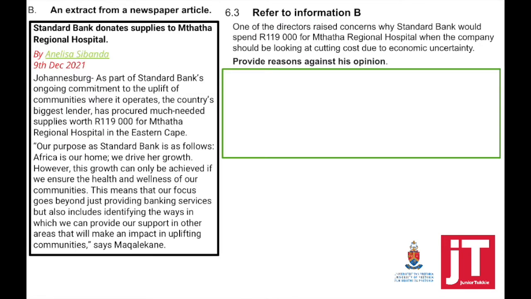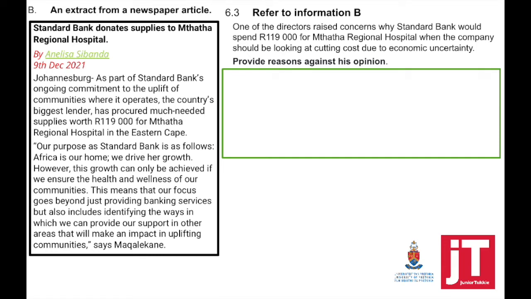Question 6.3, refer to information B. So if we look at the extract from the newspaper article, it says, Johannesburg, as part of Standard Bank's ongoing commitment to the uplift of communities where it operates, the country's biggest lender has procured much needed supplies worth 119,000. Our purpose as Standard Bank is as follows. Africa is our home. We drive her growth.